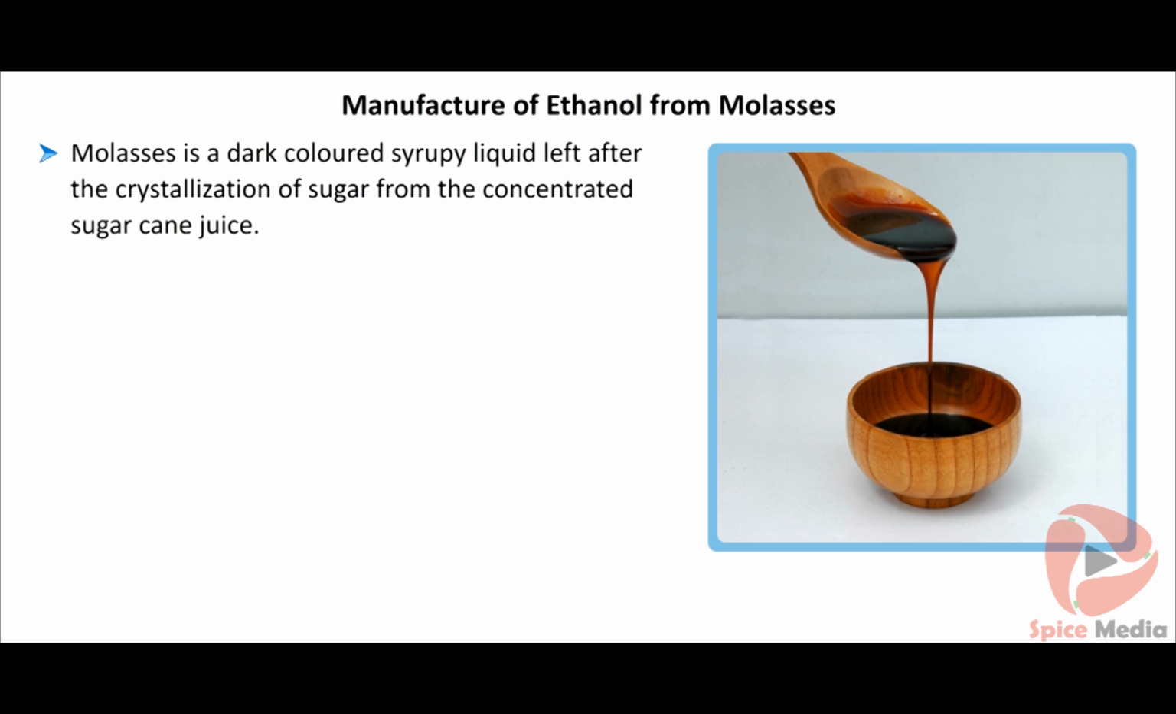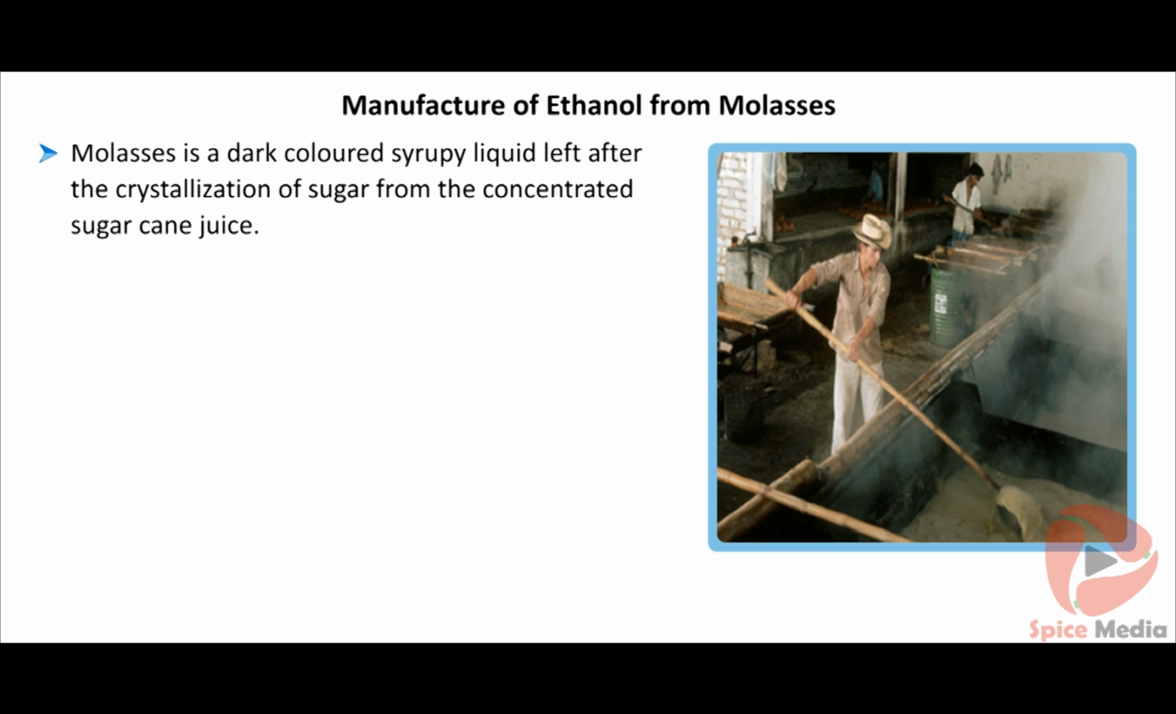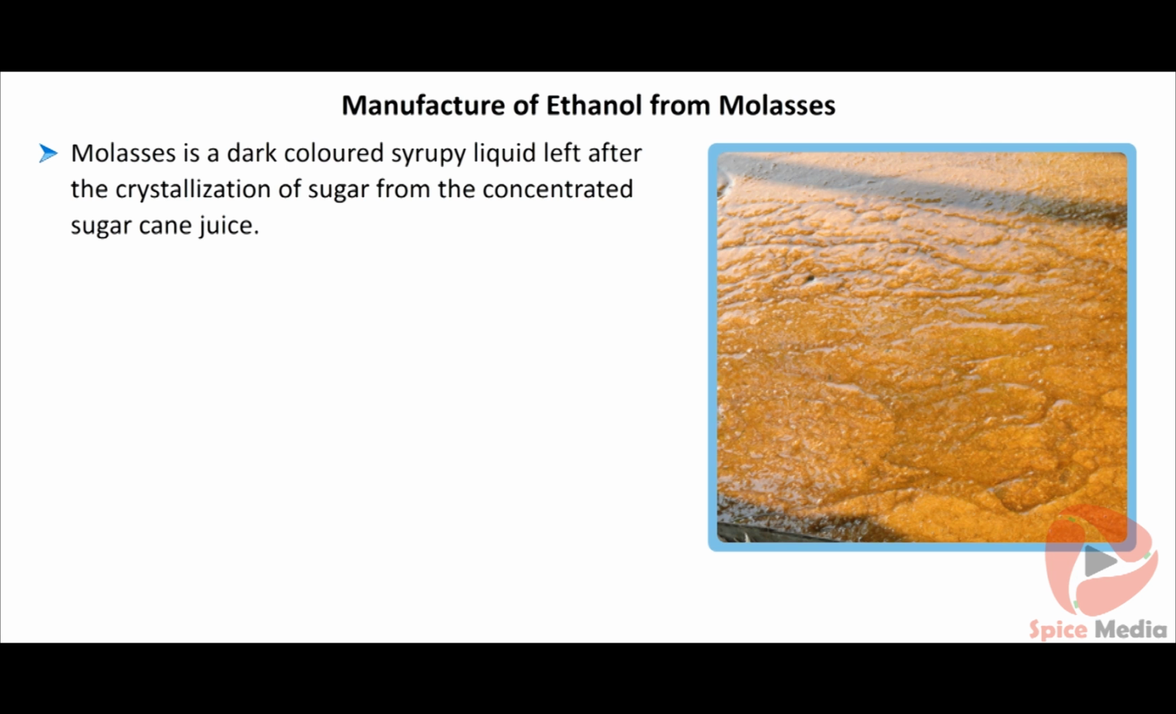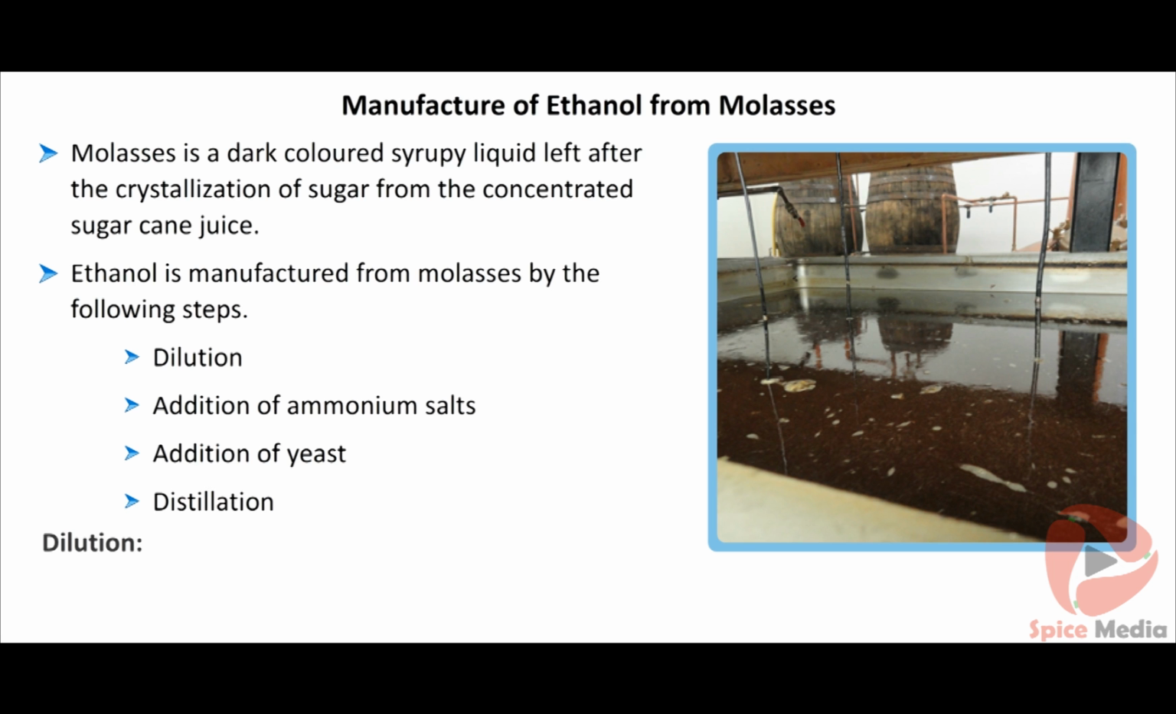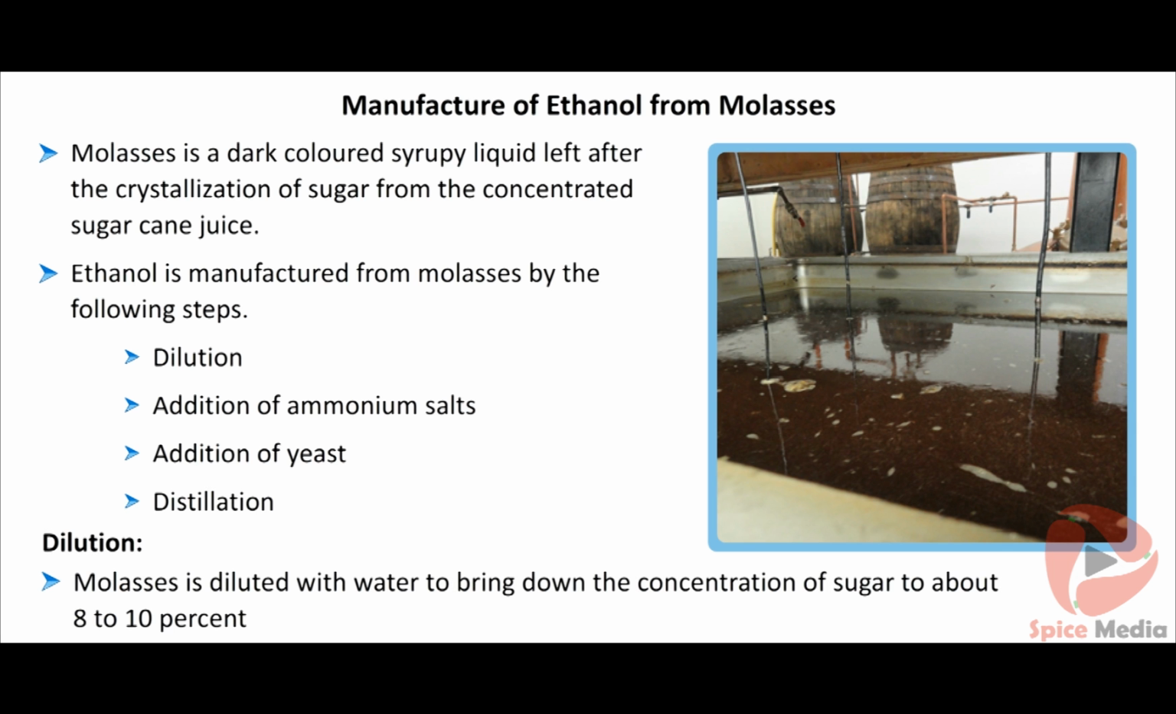Molasses is a dark-colored syrupy liquid left after the crystallization of sugar from the concentrated sugarcane juice. Molasses still contains about 30% of sucrose which cannot be separated by crystallization. Ethanol is manufactured from molasses by the following steps: dilution, addition of ammonium salts, addition of yeast, distillation. Dilution. Molasses is first diluted with water to bring down the concentration of sugar to about 8 to 10%.